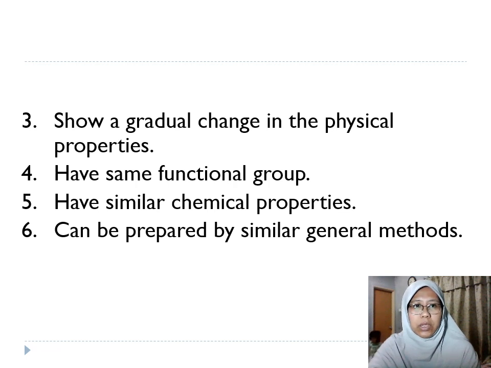More features of homologs. It shows a gradual change in the physical properties. It would have the same functional group. For alcohol, all homologs would have the hydroxy group OH. Number 5, it has similar chemical properties. And number 6, it can be prepared by similar general methods. So if you are going to learn the homologous series alcohol, hydroxy compound, in chapter 8, all alcohols can be produced by a general preparation reaction.